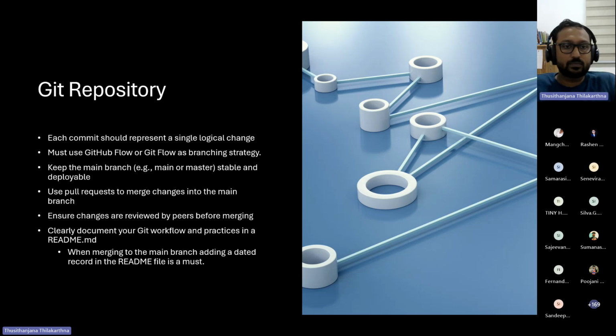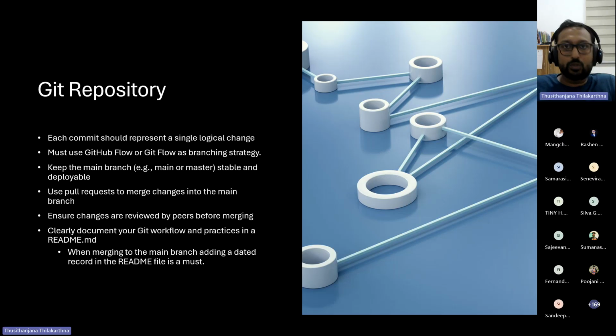Then there must be a branching strategy that you will use in your project, right? Now, GitHub Flow is the recommended one. If you are familiar with Git Flow, no problem, but that will be a little bit complex because there are multiple levels of branching. GitHub Flow is much easier. You have only about three types of branches: main branch, development branch, and the feature branch, right? So ideally, GitHub Flow would be the best option.